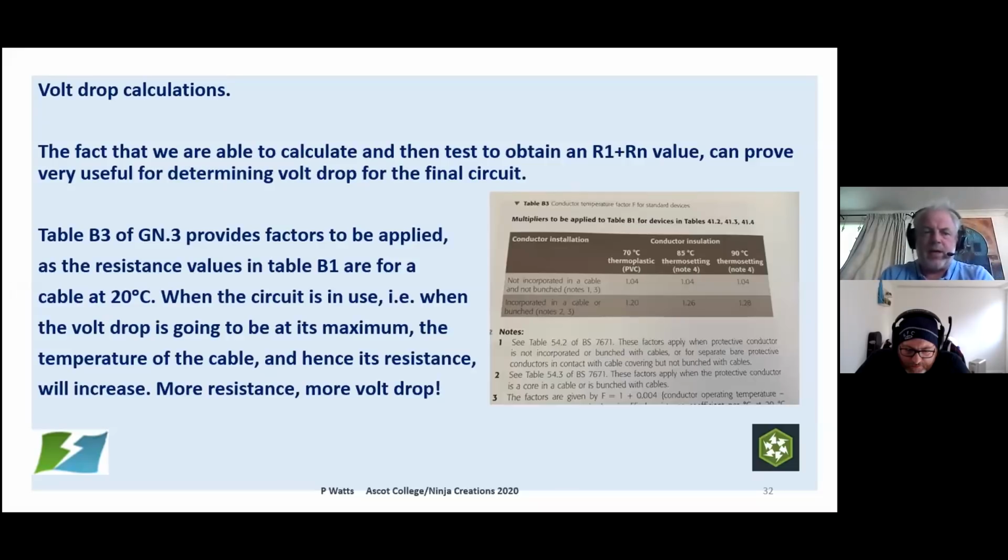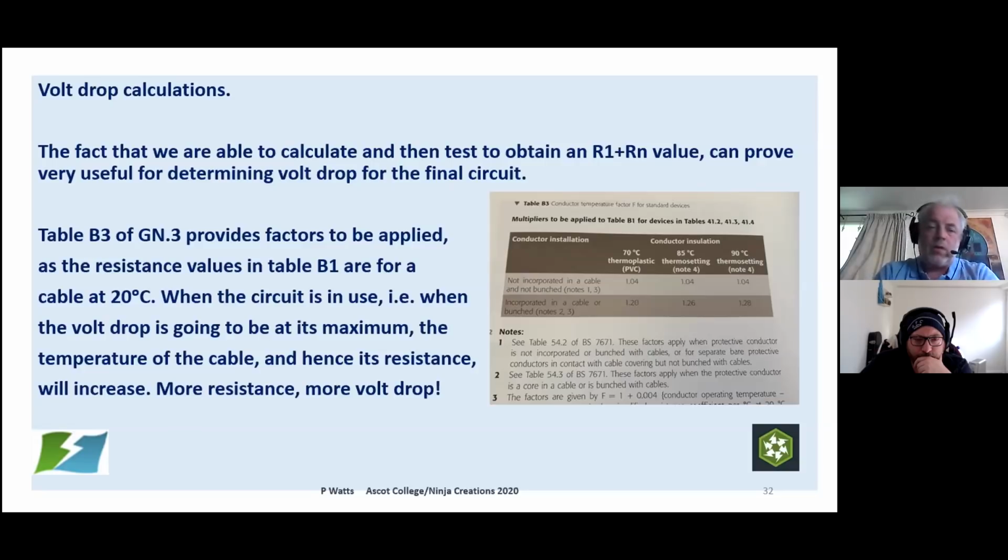It's always a calculation. Table B3, this is the third table in the guidance note, provides factors to be applied to the resistance values in table B1, for the cables at 20 degrees. This is because when we're looking at volt drop, we're looking at a circuit which is drawing current. Volt drop will change. The more current you draw through the circuit, the more voltage you will drop. It's Ohm's law, V equals I times R. It's the current multiplied by the resistance. The more current that goes through, the volt drop will increase.